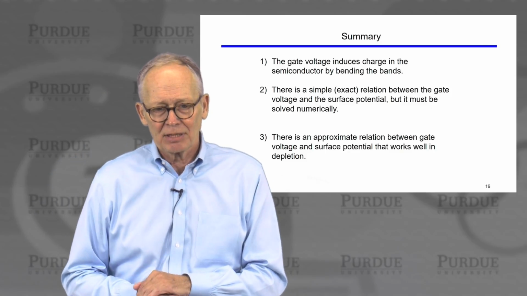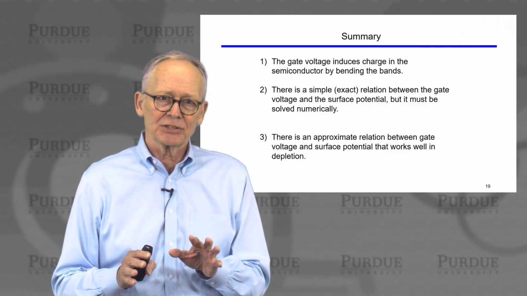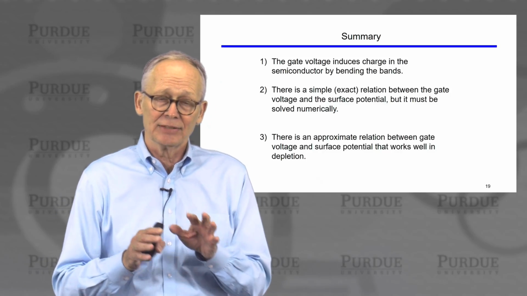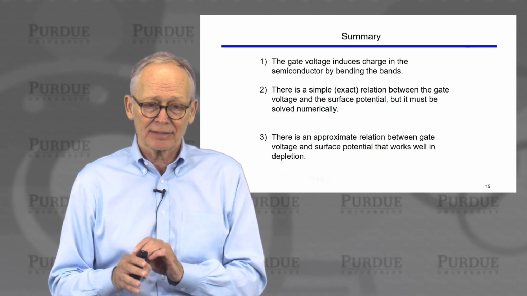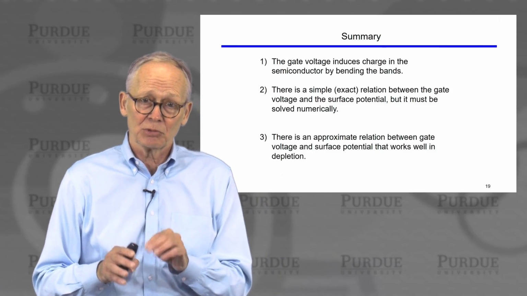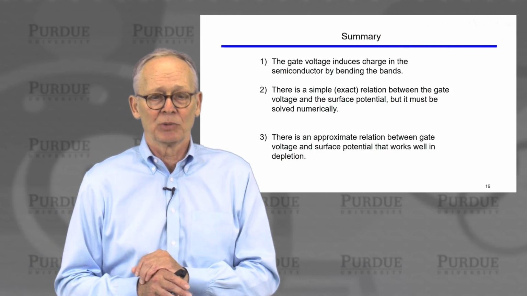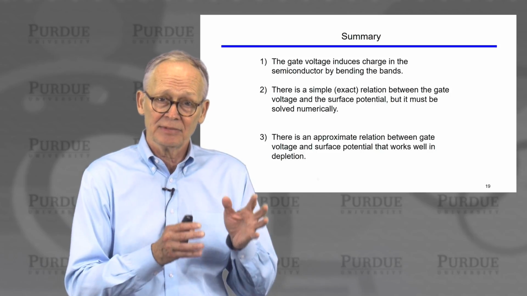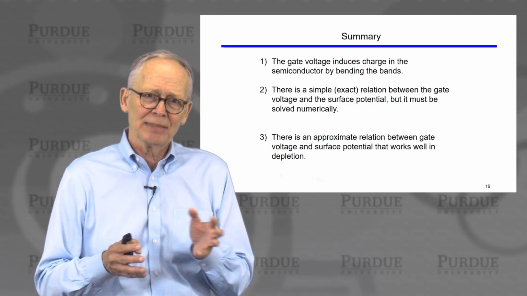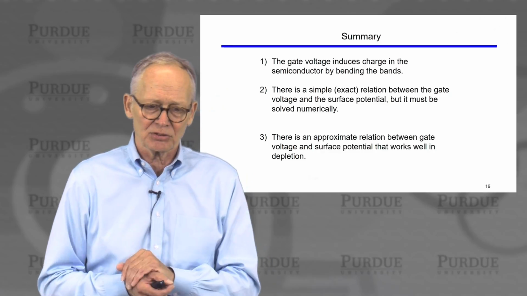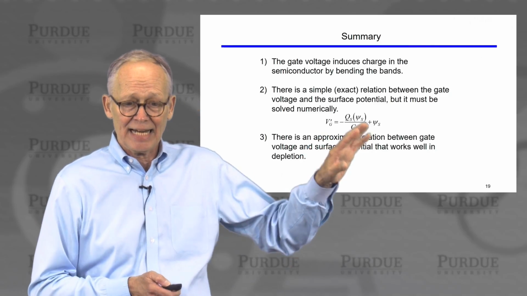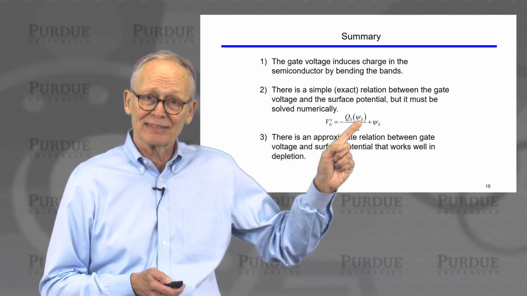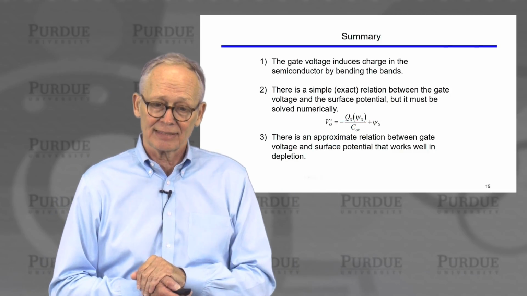So just to summarize, our goal in this lecture has been to relate the gate voltage to the surface potential, because the gate voltage induces band bending in the semiconductor. That produces some surface potential. Once we know that surface potential, we can understand what goes on in a semiconductor. There is a simple and exact relation between the gate voltage and surface potential, but sometimes that's too tedious or cumbersome to solve. That exact relation is given by: gate voltage is the volt drop across the oxide plus the volt drop across the semiconductor.